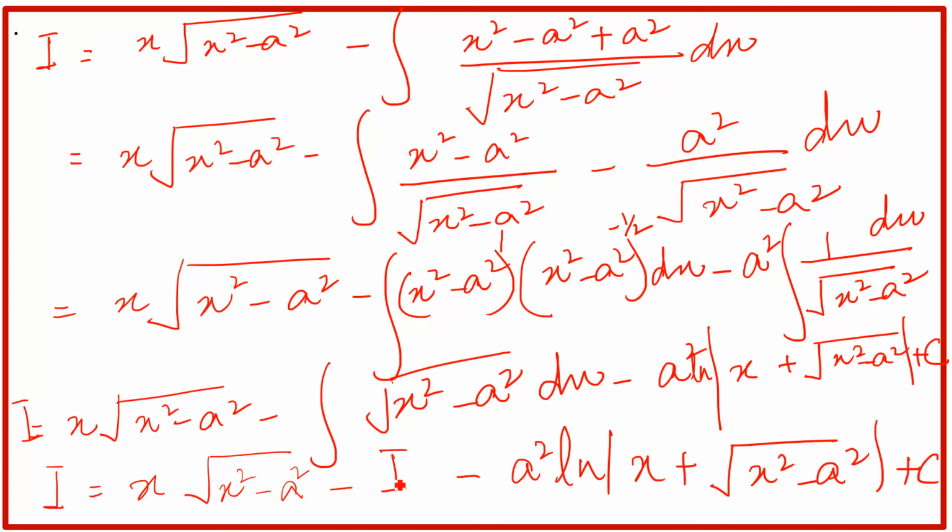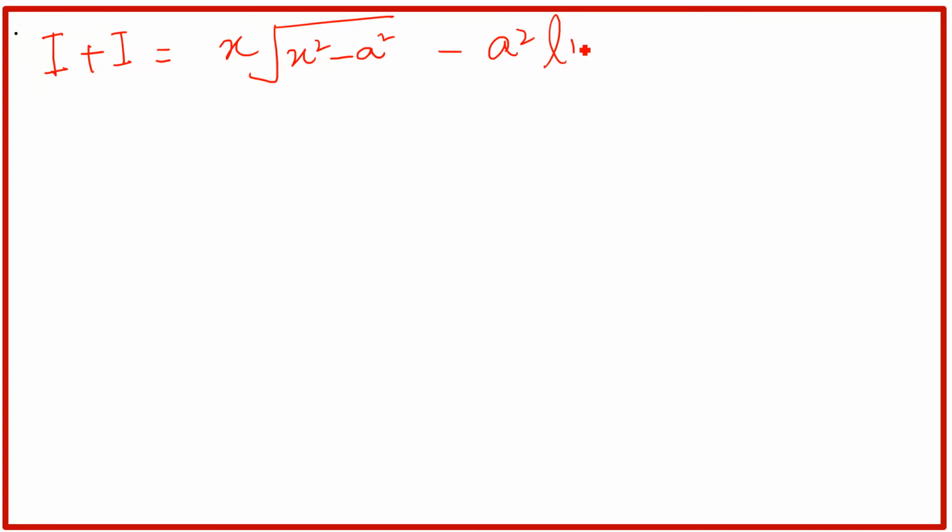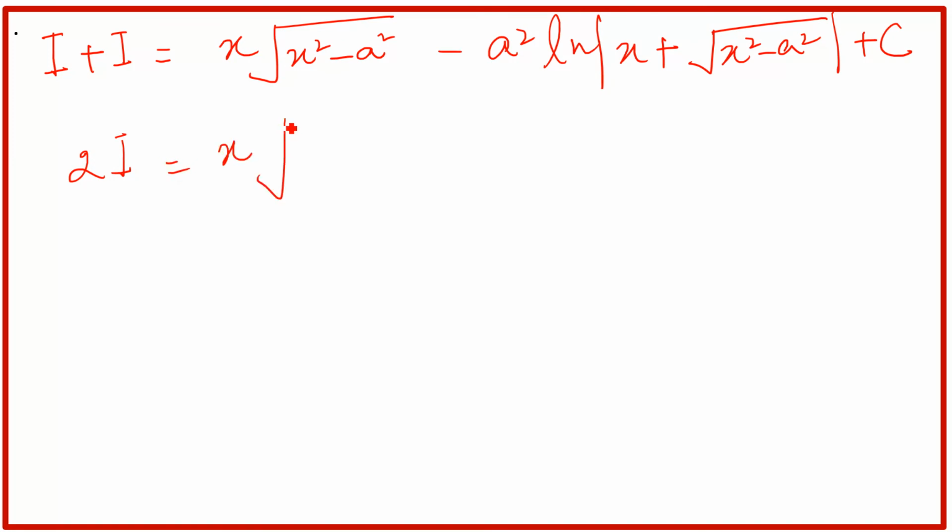Now see, this is minus I, so we will take it to the other side. With this I, it will be I plus I. So I plus I is equal to 2I. I can do it separately, so maybe we will take I here, and whatever is remaining, x into under root x square minus a square minus a square natural log of x plus under root x square minus a square plus c. Now it is 2I. You can do it directly here. In the next question we will do directly.